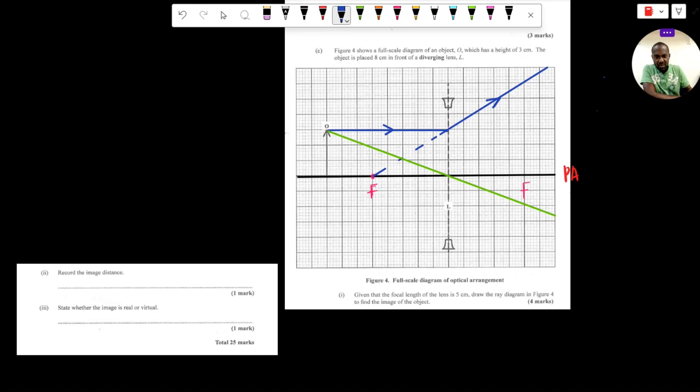And what this therefore means is that our image will be formed right here. That is right where our image is formed. And because our image is formed right there, we then draw an arrow in the upright direction to represent our image.